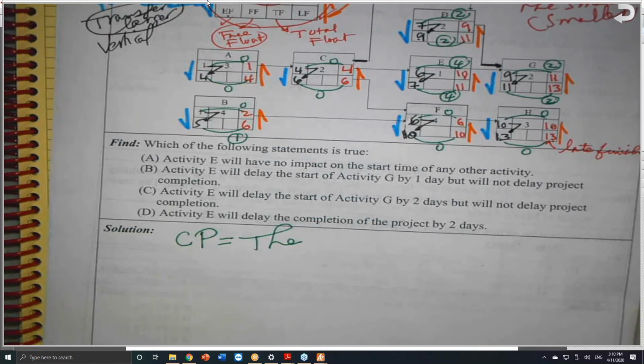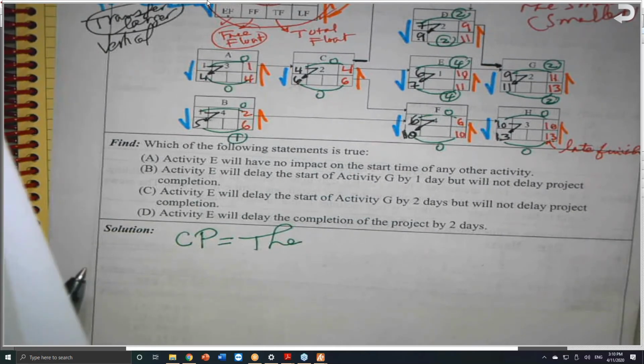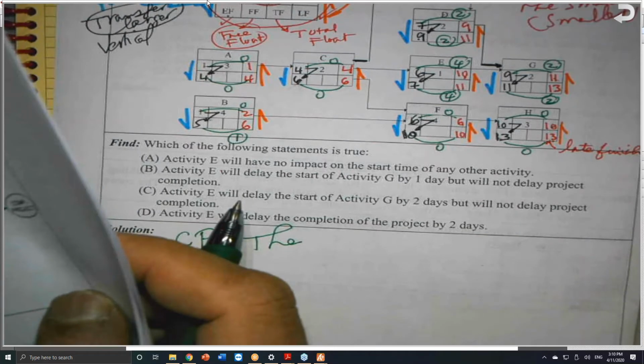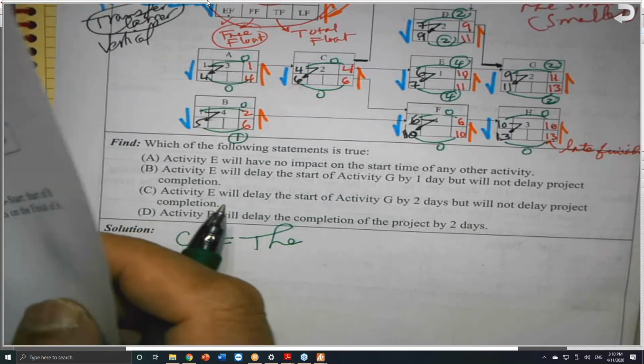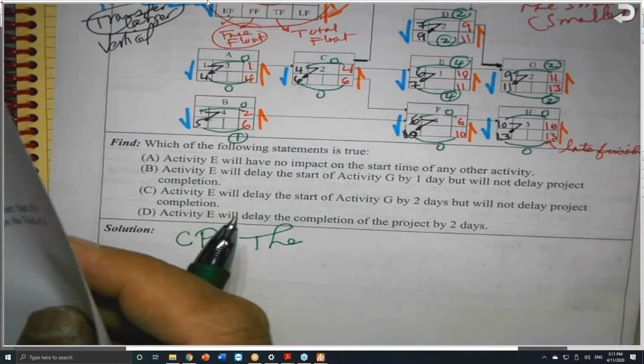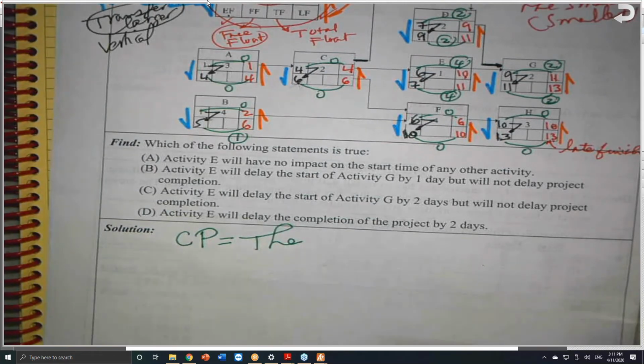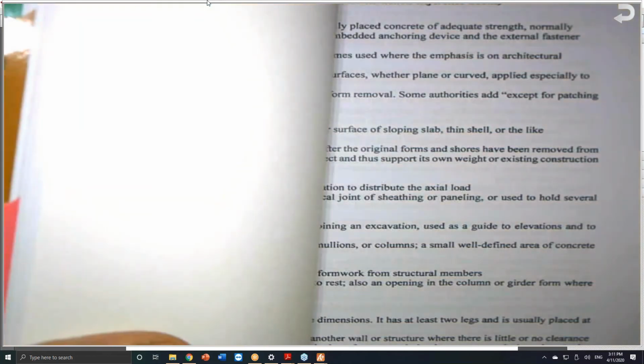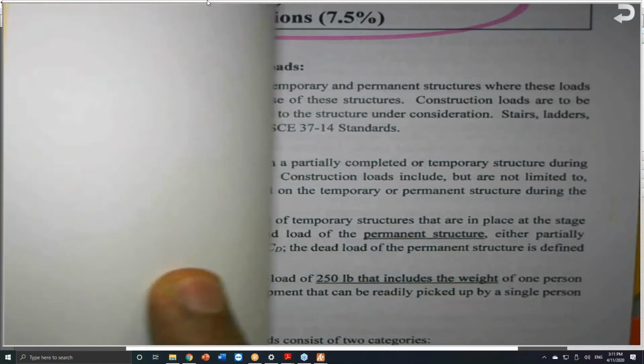So the CB, the critical path, is the path that has 0 or minimum float. I have some definitions here. Normally I included it. It is in the textbook itself. Let me show it to you in the textbook. We already covered this under means and methods, I believe.